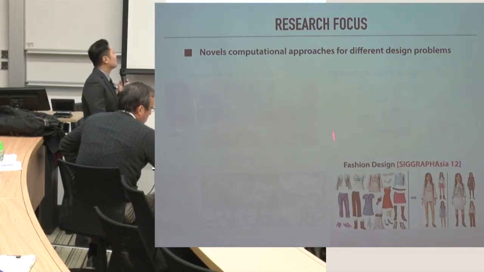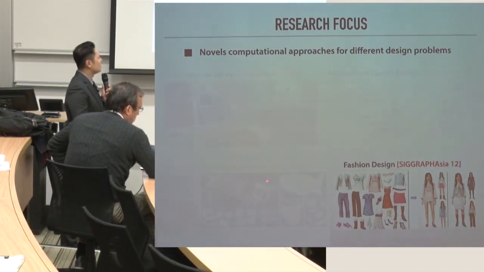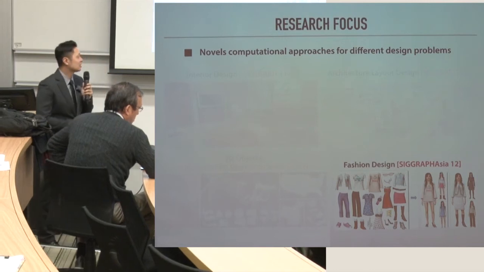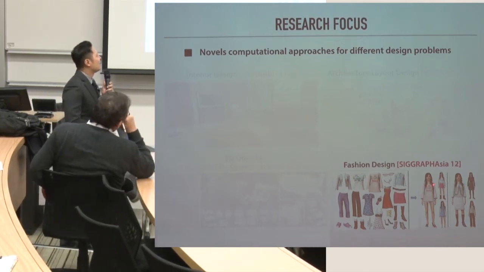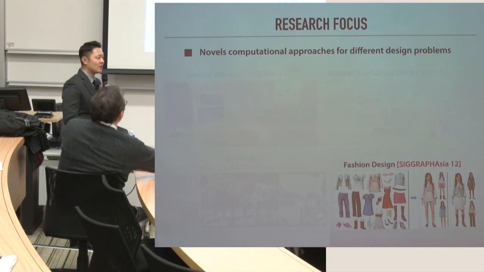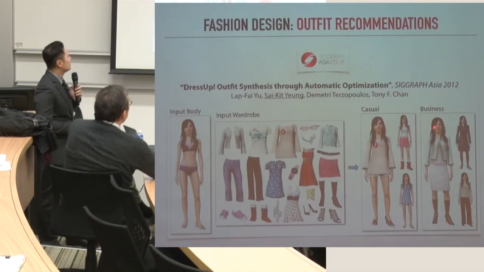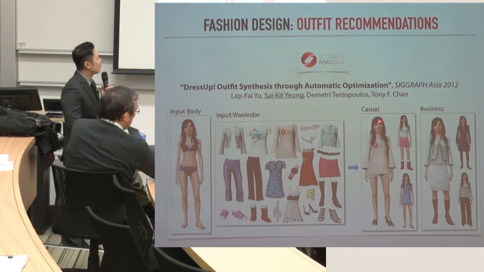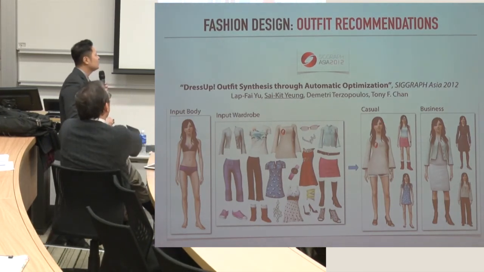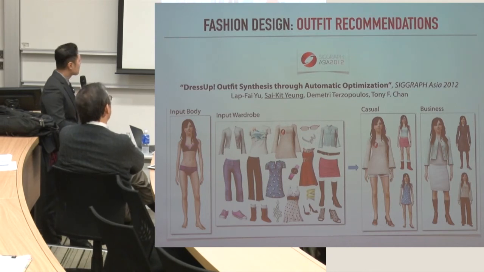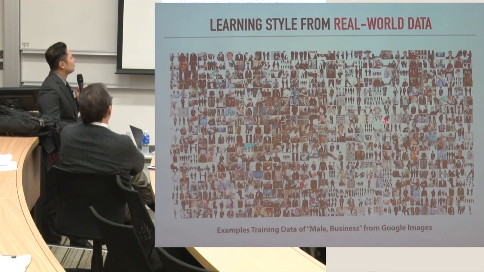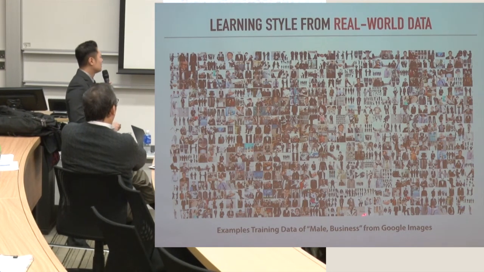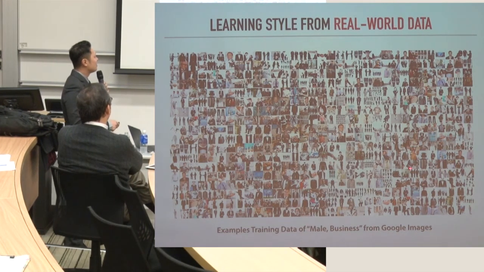So now, I've talked about interior design, layout design, 3D object design. And computational design approach can also propose some idea to inspire fashion design related problems. So previously, we proposed a project that makes an outfit recommendation system that will automatically suggest outfits for you. In this project, we make use of a lot of real-world data to learn the dress code. So for example, I download a lot of images of male business.